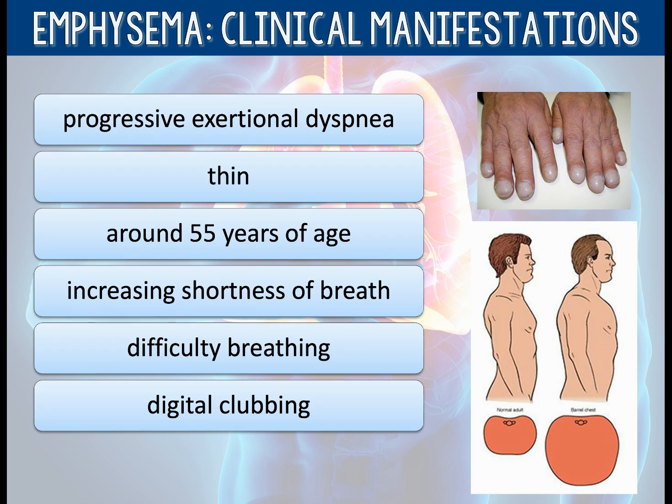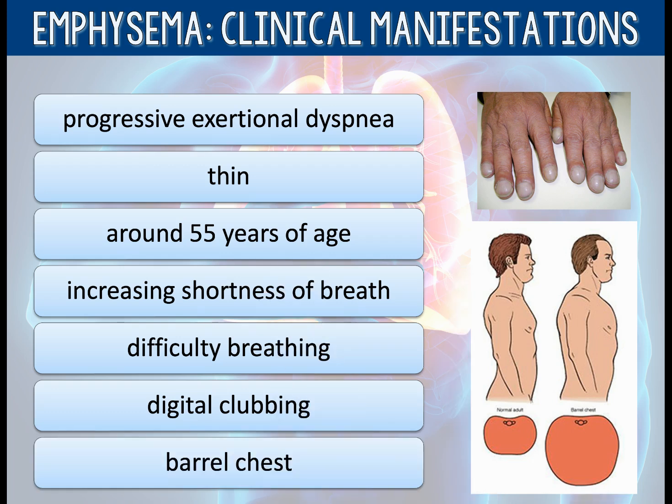Then you have the digital clubbing, which is that picture at the top there. You see those bulbous fingernails. They look kind of weird. And then you end up with a barrel chest. This is a picture to your right. Because of all the air that is trapped in there, it can't get out because of these distal air sacs. They collect air in there. So you have these patients that have air trapped in their lungs, and they can't breathe it out because of all the obstruction. You end up with this kind of barrel chest looking thing. So that's why you see normal chest and not so normal chest.